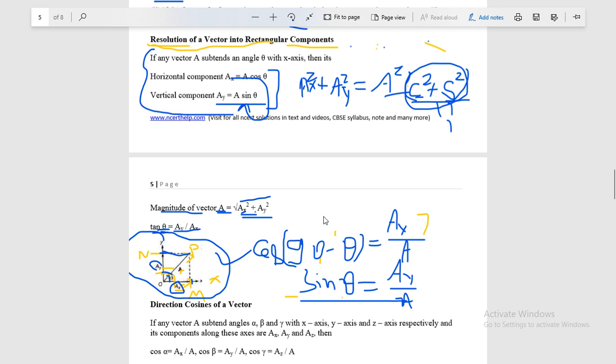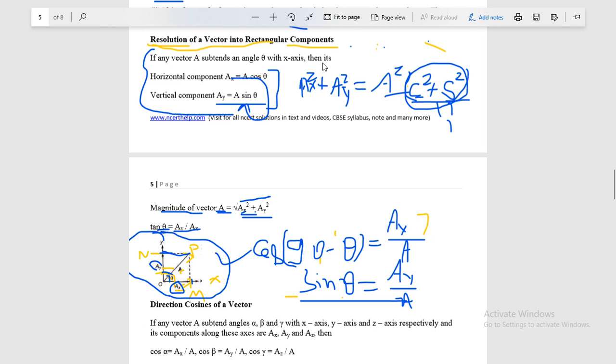Okay, so I hope you understand how you can resolve a given vector into two rectangular components. The word rectangular component we are using here for two perpendicular components. So if there is a vector a, you can find out the effect of vector a in two perpendicular directions, and those effects along two perpendicular directions are known as the resolved vectors of a given vector. I hope you understand the meaning of resolution and rectangular components.